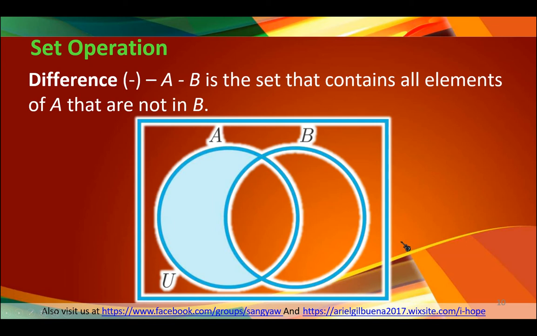Then, ito naman pong difference. Ito po yung symbol niya. Ayan. Set A is the difference of set B. Ayan. Is the set that contains all elements of A that are not in B. Ito naman po yun. Ayan. Yan lang na portion na yan.